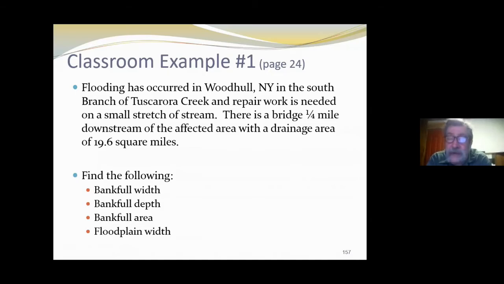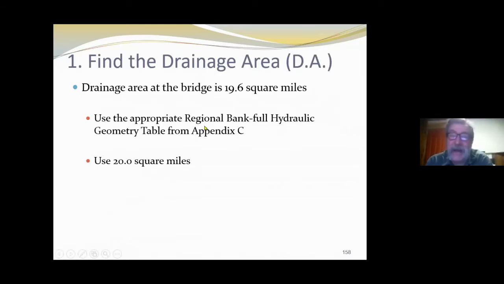So knowing the drainage area, again, we didn't have to look anything up on maps or go to StreamStats, but we know that drainage area from resources that we have available. We want to find, okay, how big should that stream channel be? What is that width at bankfull? What is that depth? What is that bankfull area? And how big should that floodplain be to relieve the pressure from that storm? Approximately 20 square miles for a drainage area.